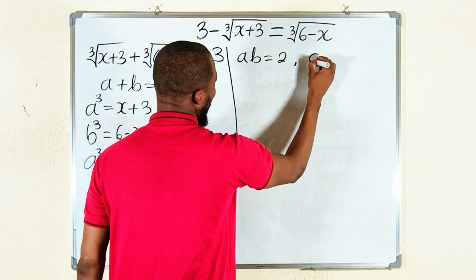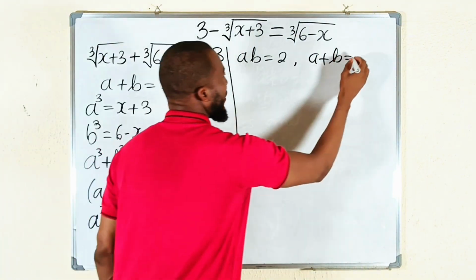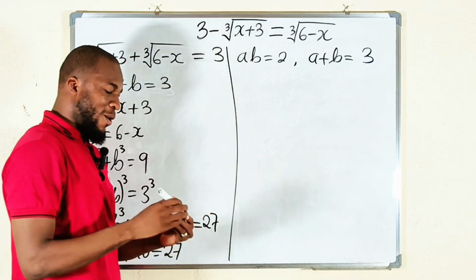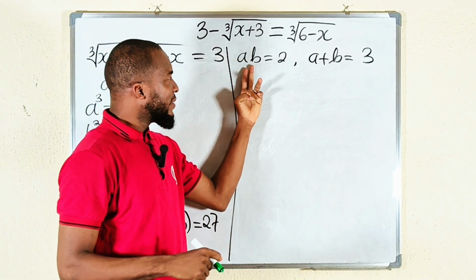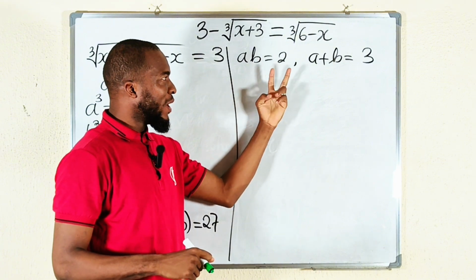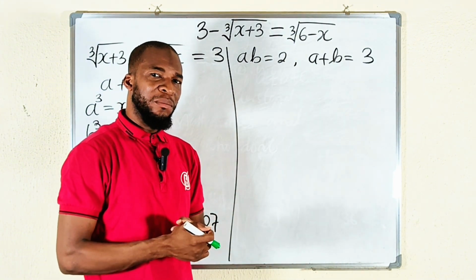But we have learned that a plus b is equal to what? 3. All right. Here we remember our quadratics. You have two numbers. The product of two numbers equals 2 and their sum equals 3. What are such numbers?